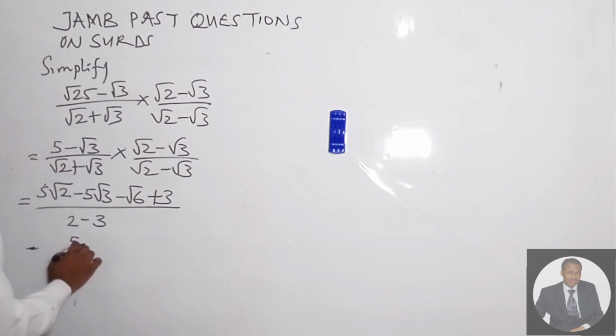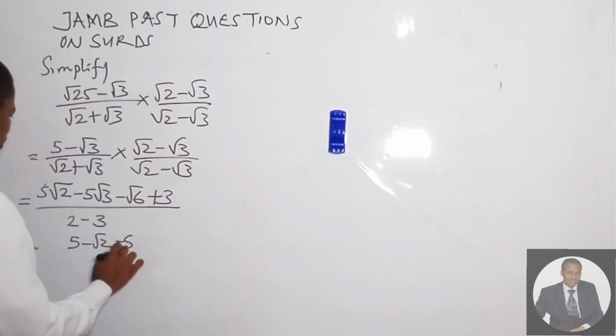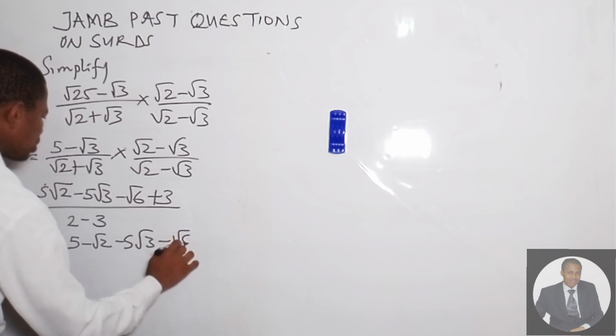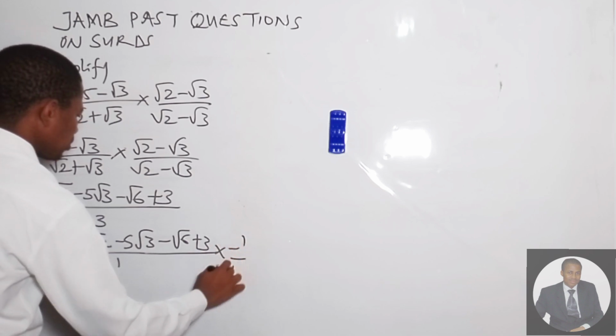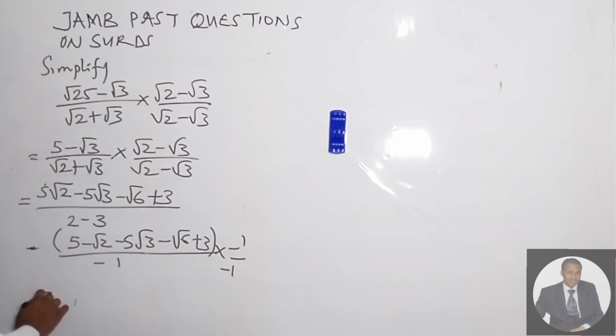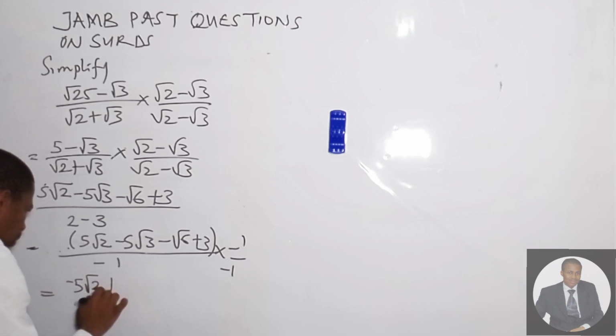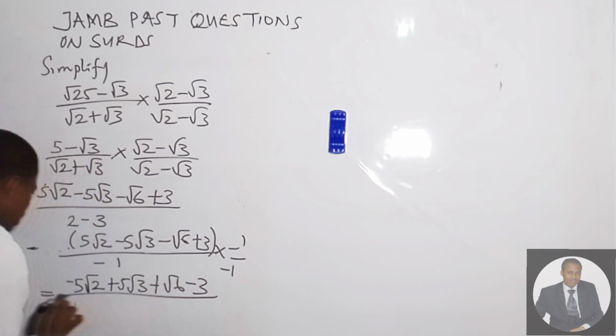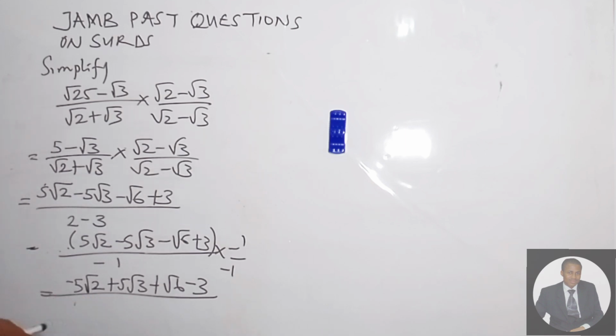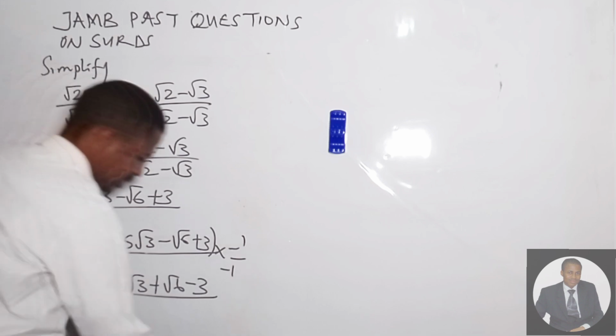We have 5 root 2 minus 5 root 3 minus root 6 plus 3 over minus 1. So when we multiply all through by minus 1, what we have will be minus 5 root 2 plus 5 root 3 plus root 6 minus 3 as our answer here, because we cannot simplify further. They are not like terms.